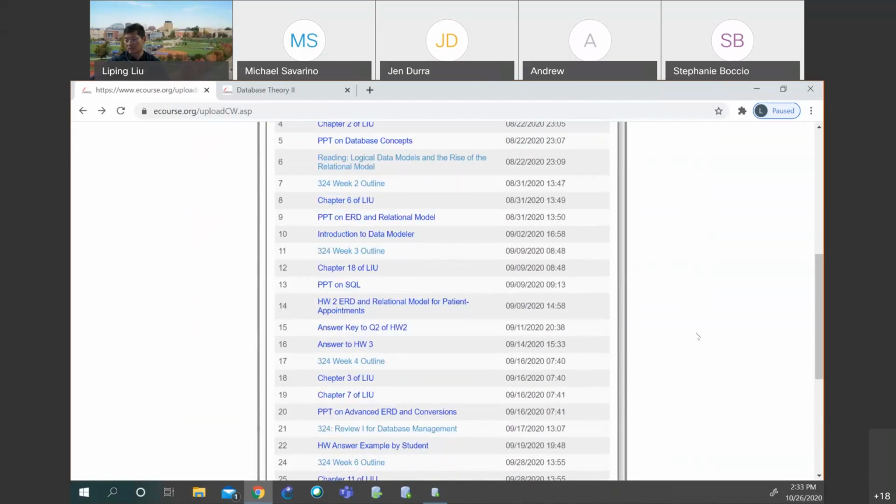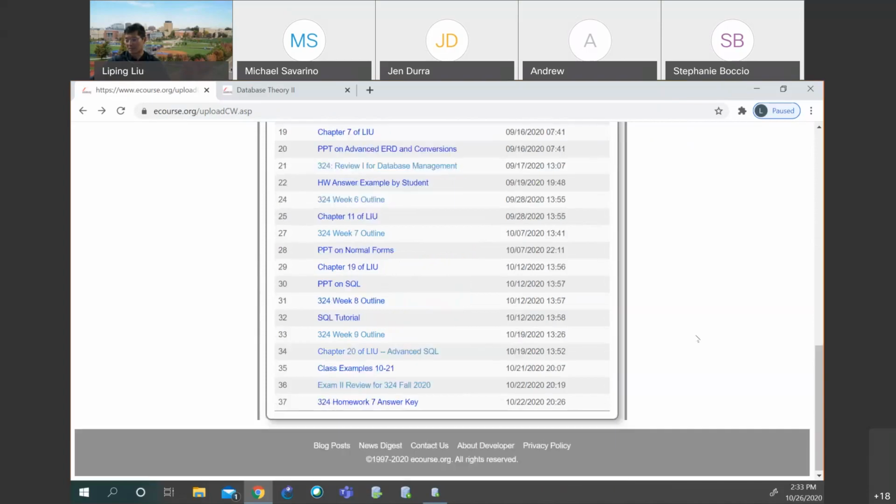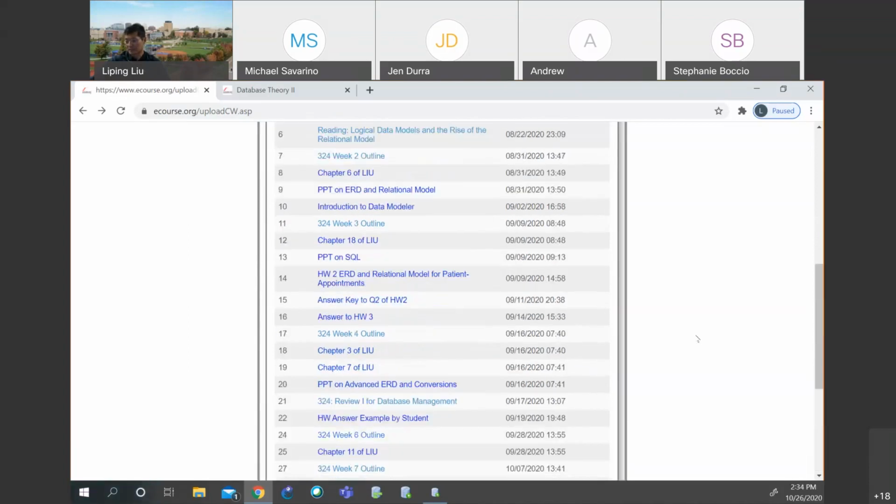Especially for normal forms, if you still have a few confusions about functional dependency and the various normal forms, you should read chapter 11, okay? And chapters 19 and 20 are mostly just writing statements. So I would suggest you follow your homework and the review list. If you can do all those questions, at least in the review list, then you should be okay.